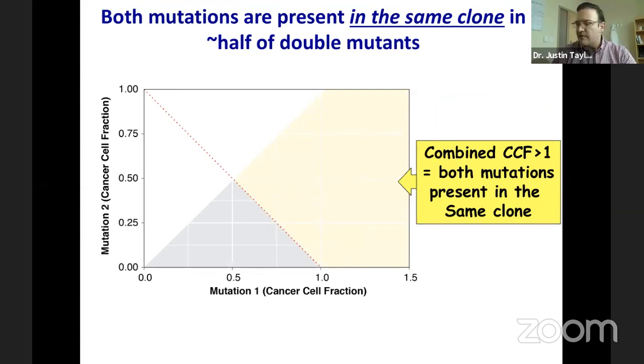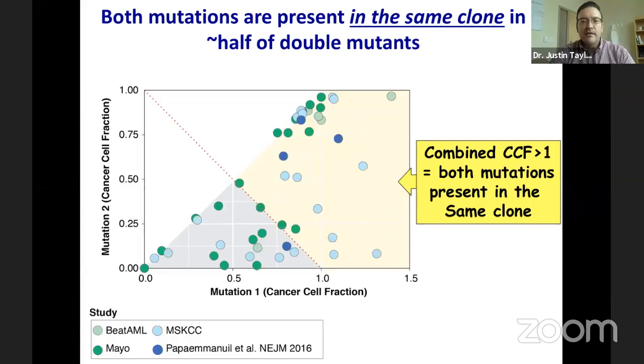And we were actually able to look just at the bulk sequencing data first and calculate a cancer cell fraction, which is the variant allele fraction multiplied by the copy number of the locus where that gene is present. This includes all 32 patients, plus some additional double mutant patients from the Mayo Clinic that were contributed, for a total of 58 double mutant patients.